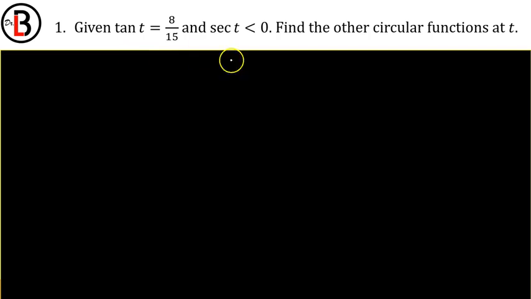Looking at the given, tangent of t is greater than 0. When is tangent greater than 0? In the first and third quadrants. Secant t is less than 0. When is secant less than 0? In the second and third quadrants.